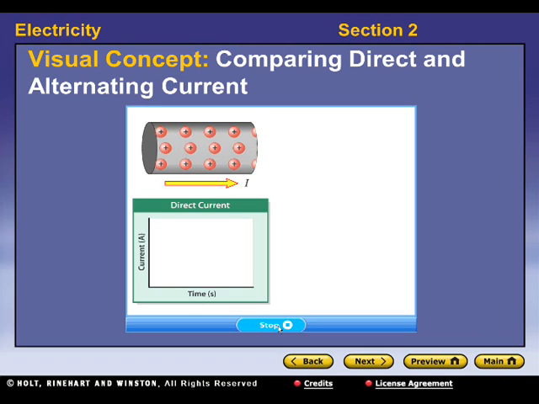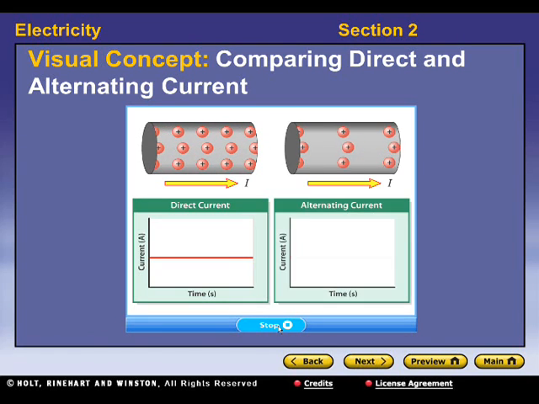Current is the rate at which electric charges move through a given area. There are two types of current: direct current, DC, and alternating current, AC. In direct current, the current moves in only one direction. In alternating current, the current reverses direction at regular intervals.